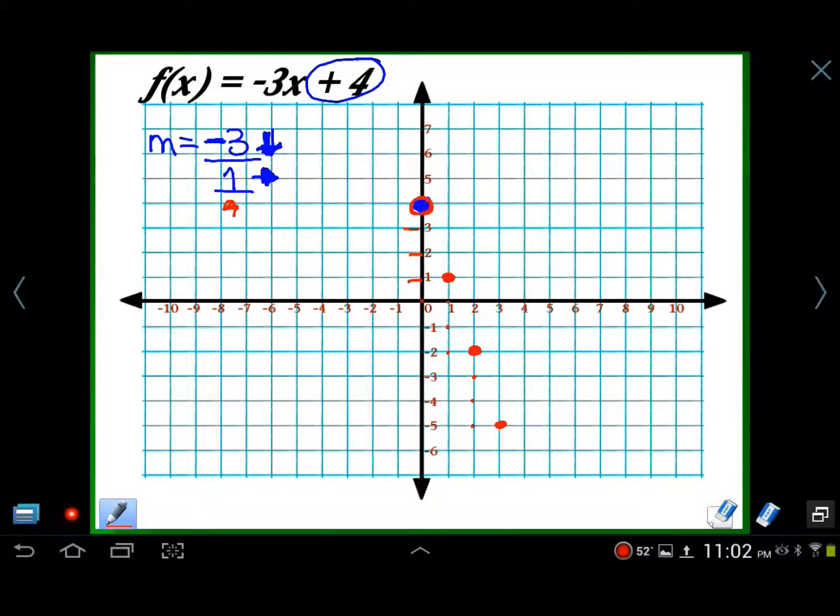Now if I want to go the other way, I'm going to do the opposite of what I just did. Up 3, 1, 2, 3, and then left 1. You can tell now that all these points are pretty linear, and there's your graph. That's a linear function right there.